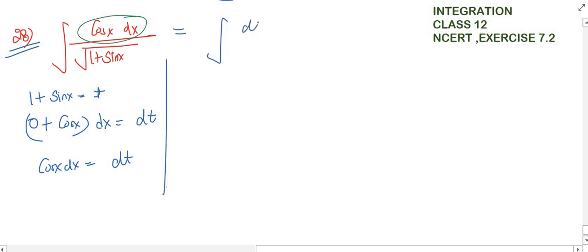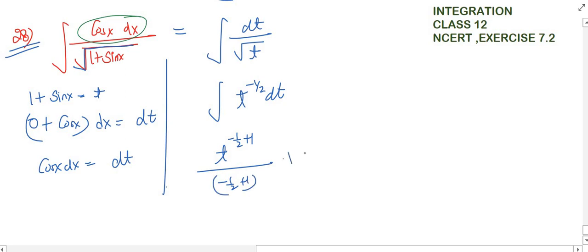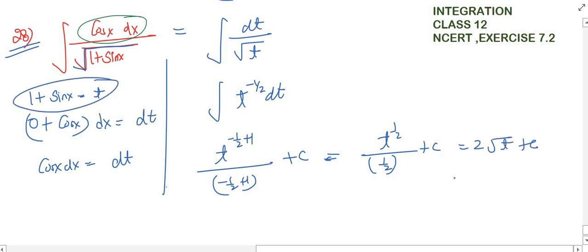So my question will become dt by root of t. This is root of t, which is t raised to power minus half dt. So what will be the integration? Minus half plus 1, minus half plus 1, plus c by formula. By the x raised to power n formula, this is t raised to power half by half plus c. This half will go up. So this is root of t plus c. And what was t, guys? t was 1 plus sin x, so root of 1 plus sin x plus c. This is my answer.